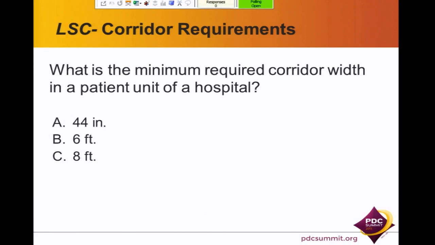This one we're going to get, everybody's going to get. What is the minimum required corridor width of a patient unit of a hospital? This is new. Good question, though. We'll close that polling in just a moment.